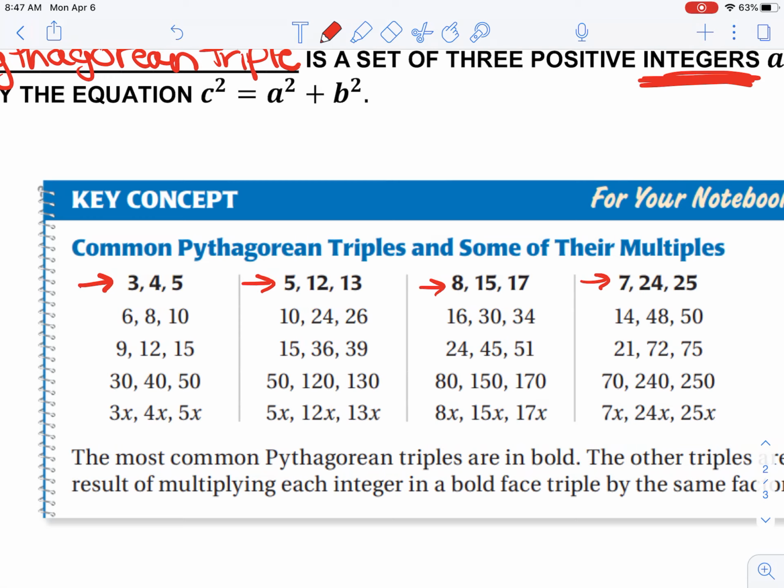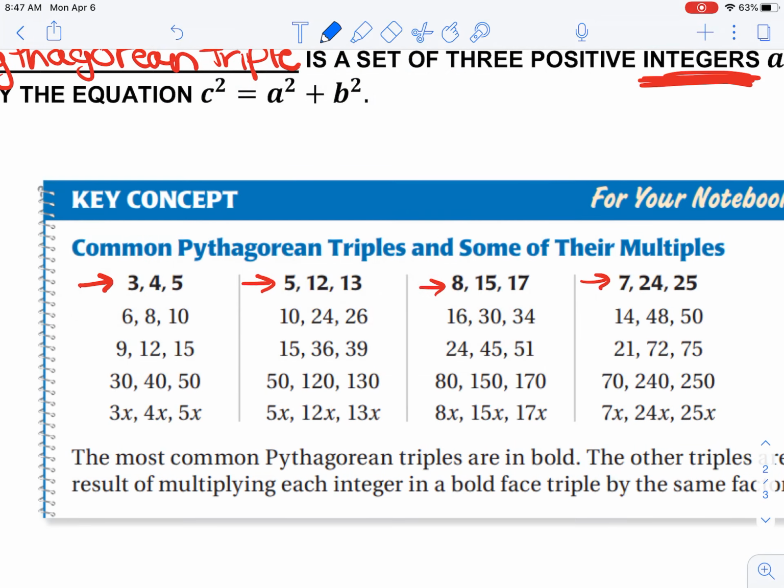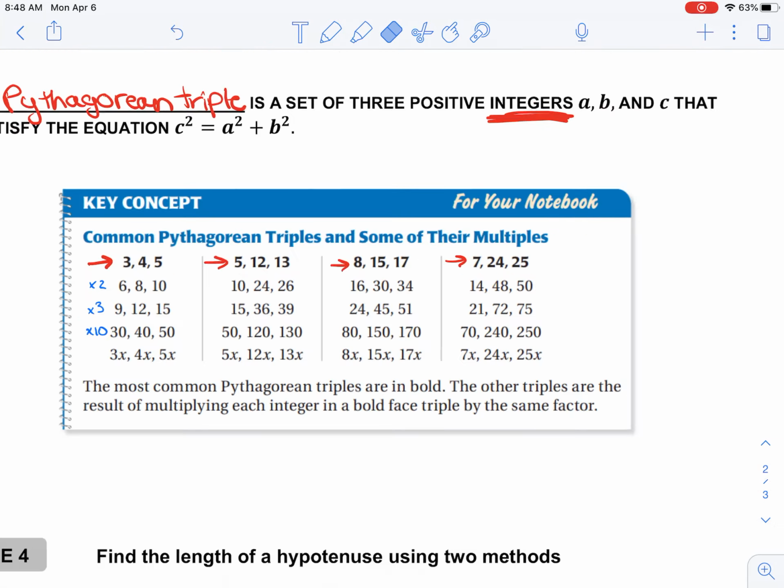I don't suggest memorizing them, but you could. So from these bolded ones, basically, if you notice, the second line is if you multiplied the first line by 2. The third line's if you multiplied it by 3. Fourth one's if you multiply it by 10, and so on. So basically, this is just saying multiply 3 by anything, 4 by the same number, and 5 by the same number, and you're going to have this new triangle that still will give you a whole number when you solve. So that's the idea of Pythagorean triples.